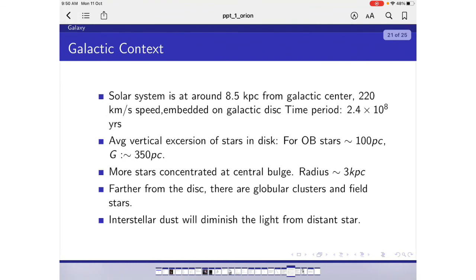So now let's move on to the galaxy, the galactic context, which means our solar system is around 8.5 kiloparsec from our galactic center. In this region, the solar system is moving at around 220 kilometers per second around the galactic center. That means the solar system is also revolving around the galactic center, and its position is in the galactic disk, and the time period of this rotation is around 2.4 times 10 raised to 8 years. Then you can calculate how many revolutions it has completed since the birth of the sun.